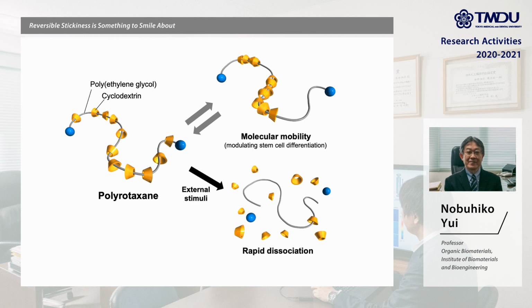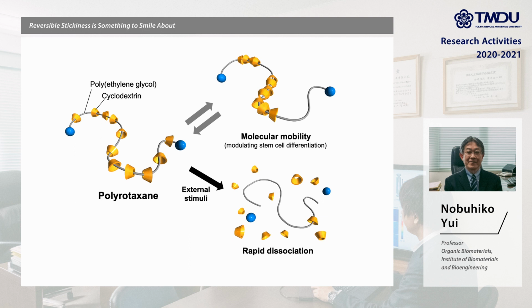Another fascinating function using polyrotaxane is rapid dissociation. If any of the terminals degrade in extracellular or intracellular environments, all the cyclic compounds are dethreaded from the chain. Eventually, the polyrotaxane will disappear from our living body.